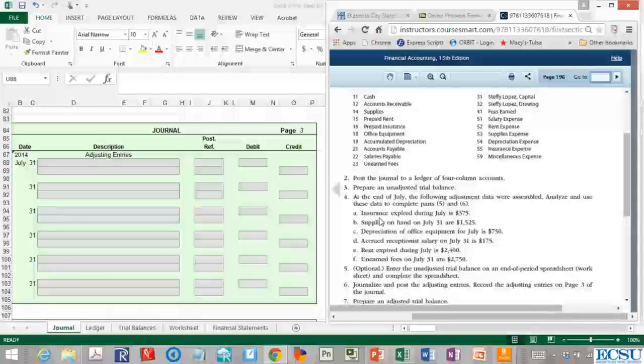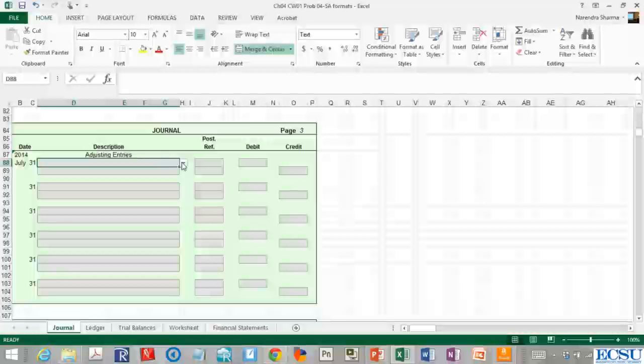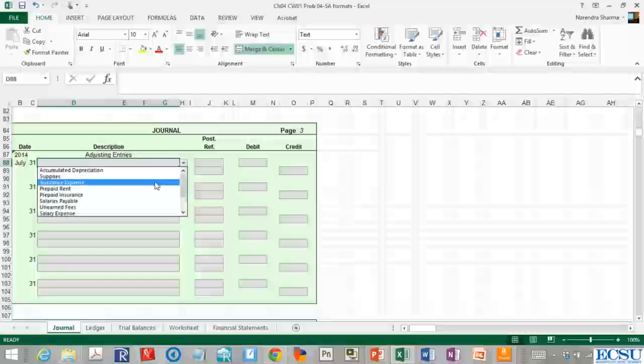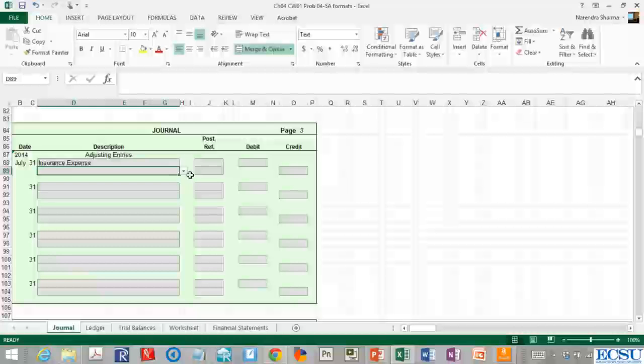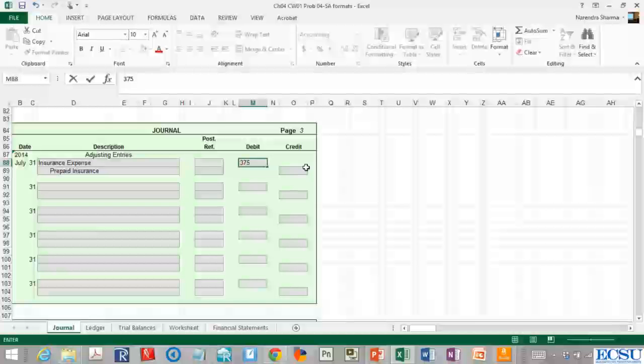And the first journal entry that is required to be done is number A, insurance expired during July is 375. So the insurance has expired, and that is what we are looking at. So whenever the insurance is expired, we consider that as an insurance expense. So let's debit insurance expense, and then of course we'll be crediting the prepaid insurance, and then amount is going to be 375. So that is the first journal entry.